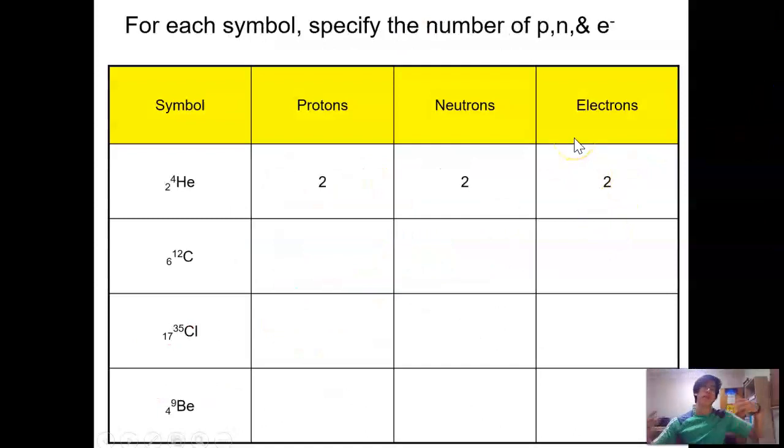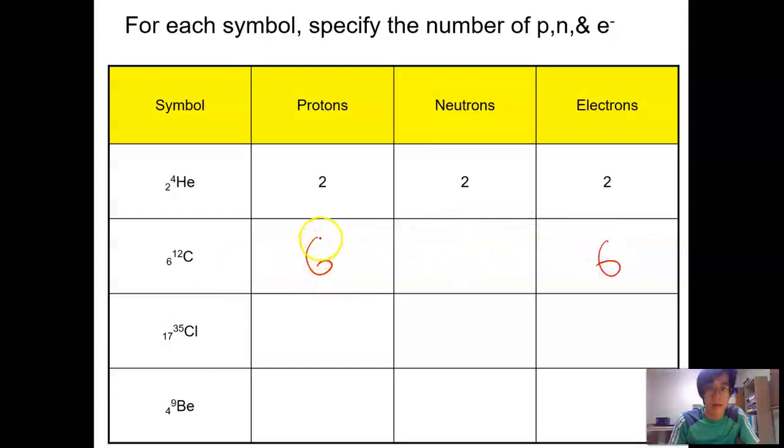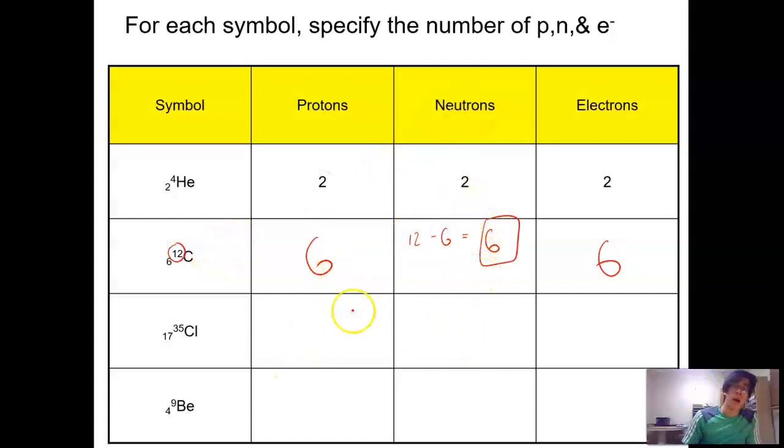We're going to now specify the number of protons, neutrons, and electrons for each element right here, based on its chemical notation. As we said before, we know that the number of protons is 6 here. If the atomic number is 6, the number of protons is 6. It's the same for electrons. And then I look at the mass number. The number of neutrons, like we did, is 12 minus 6 equals 6. Excuse me.